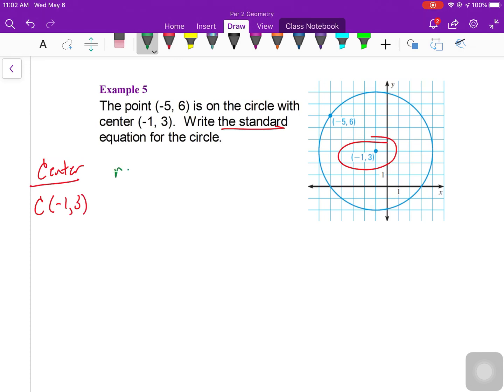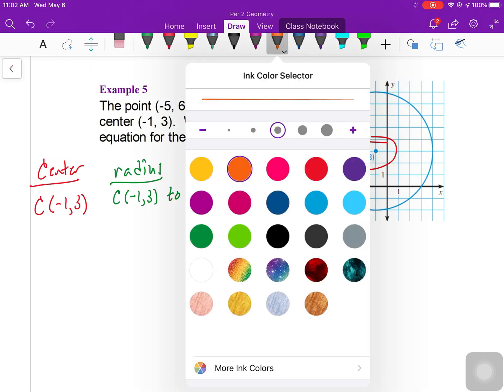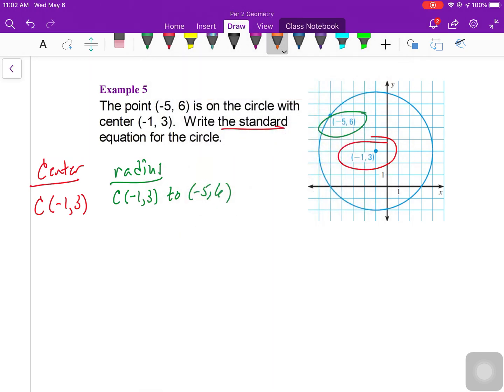Here's the center. The center is at negative 1, 3. And then you need the radius. The radius is going to be the distance from the center, negative 1, 3, to a point that's on the circle. Well, this time they give us the point negative 5, 6. Now, we've already seen that we can use the distance formula to get that. But you can also use the Pythagorean Theorem.